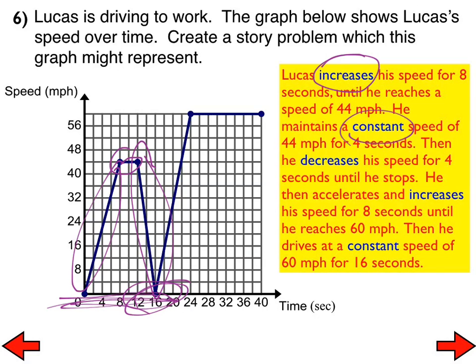He then accelerates and increases his speed for 8 seconds until he reaches 60 miles per hour. How do I know he increased? Because of that right there. How do I know it's 60 miles per hour? Because that's the speed right there. Then he drives at a constant speed of 60 miles per hour for 16 seconds. All right. Lots of possible things that you could have written for that one.